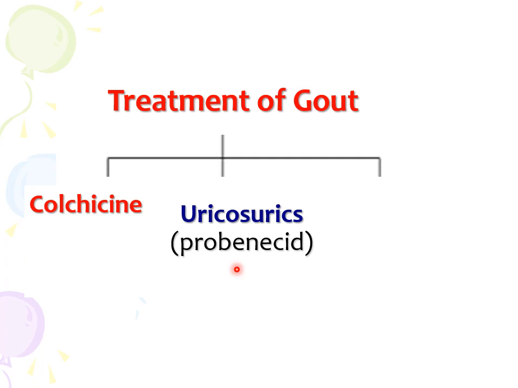Probenecid was initially used to prolong the effect of penicillins, as previously told. You will be taught about a number of penicillins later on, and now probenecid is also used for another group of antibiotics introduced two decades back, the cephalosporins. Because they have structural similarity with penicillins, they are also used to prolong their effect.